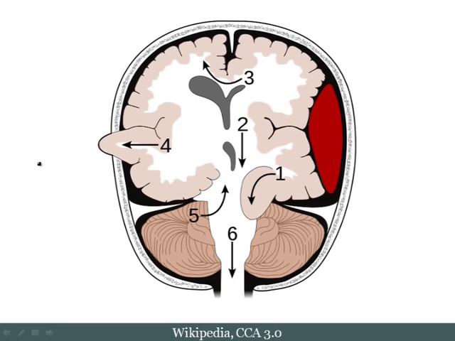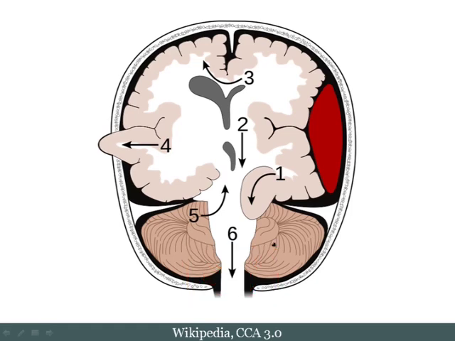This is relatively straightforward. You get herniation of the cerebellar tonsils, which is right here, through the foramen magnum, which then compresses the brainstem. And when this compresses the brainstem, you can get cardiopulmonary arrest. So this first herniation is a tonsillar herniation.